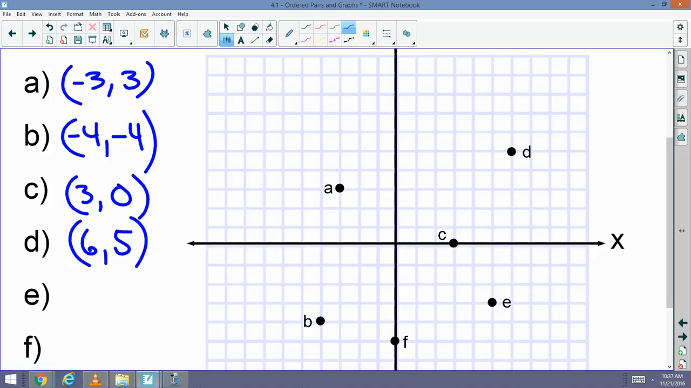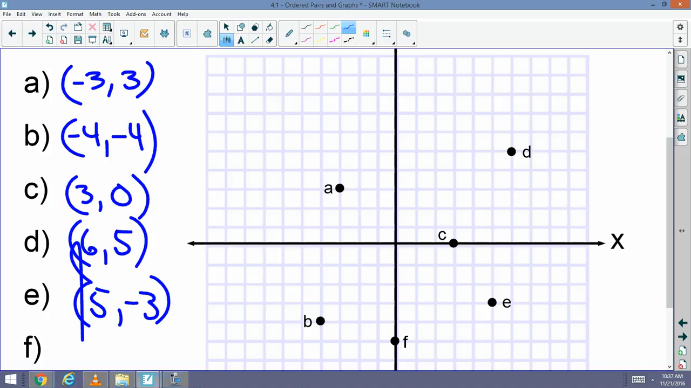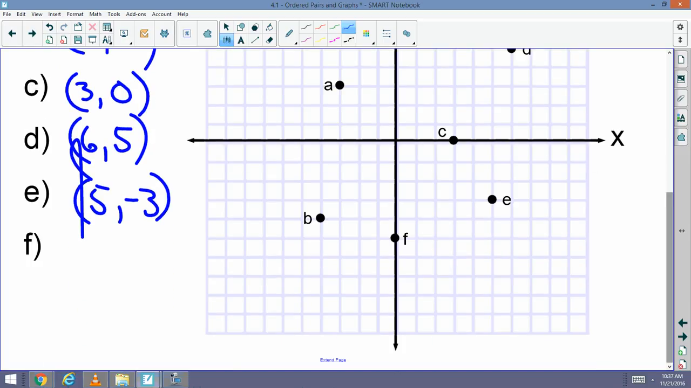Nope, it won't be 5, 3. 5, negative 3. Yes, sir. Very good. Good mistake as well. That's how we learn. And F, last but not least. 0, negative 5. Oh, that didn't come out too professional. 0, negative 5. Very good.